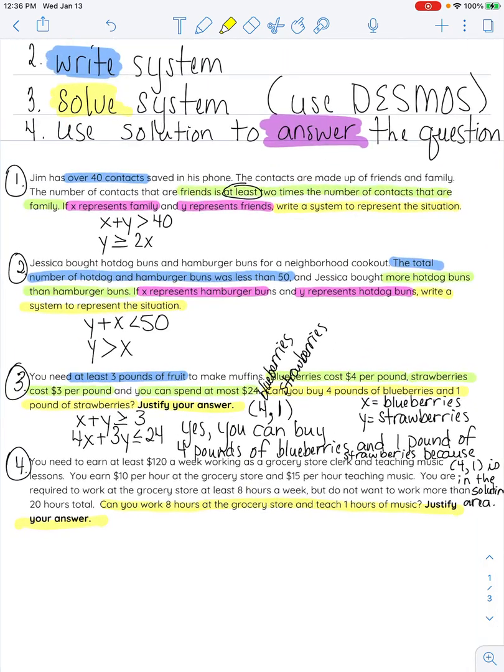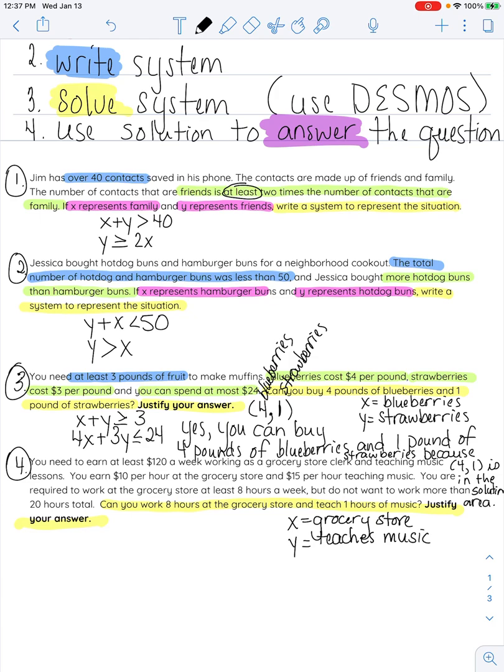So first, I'm going to identify my variables. It looks to me like there are 2 things that this is about. He can either work at the grocery store, so I'm going to write X equals the number of hours he works at the grocery store. And Y equals how many hours he teaches music. Okay?